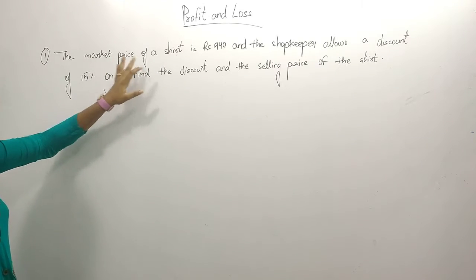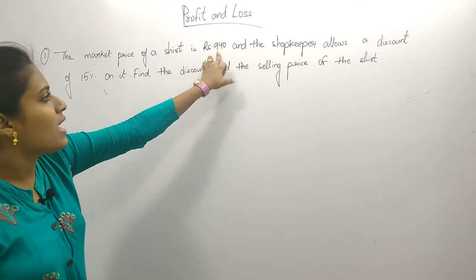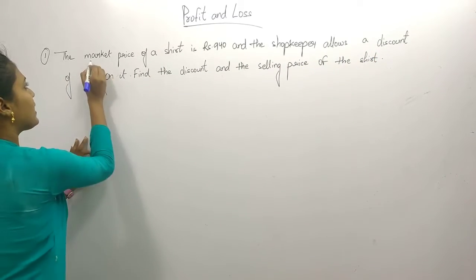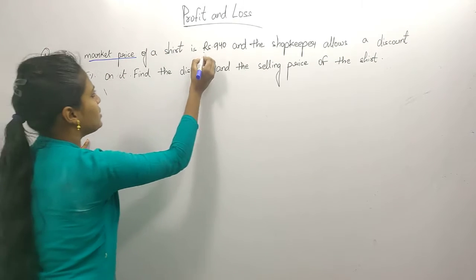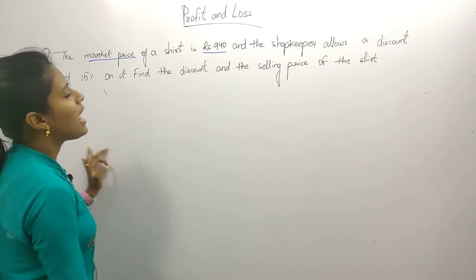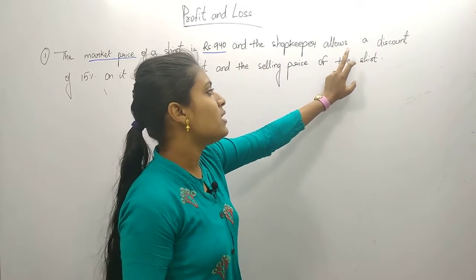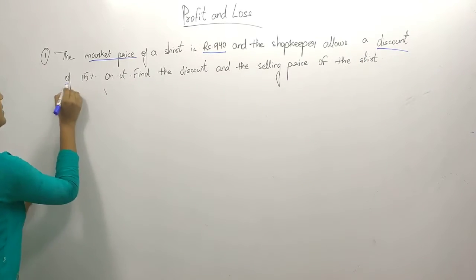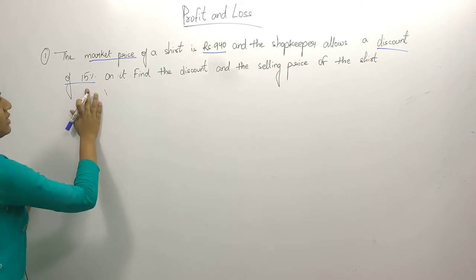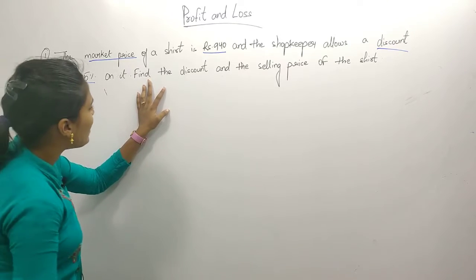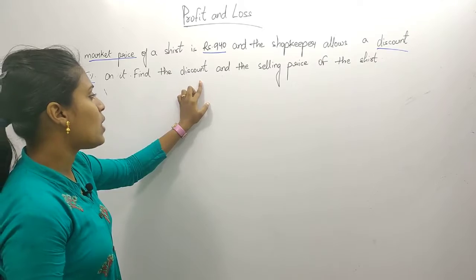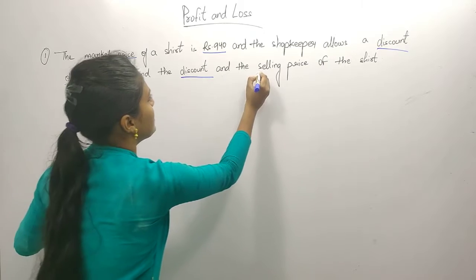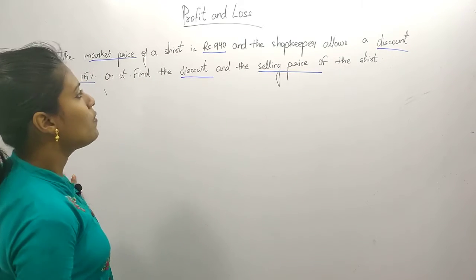The market price of a shirt is given, and the shopkeeper allows a discount. First, the market price is given in the question: rupees 940. The shopkeeper allows a discount of 15%. Market price is given, discount is given, and what does he tell us to find out? Find the discount and the selling price of the shirt. You have to find out the discount and the selling price of the shirt.